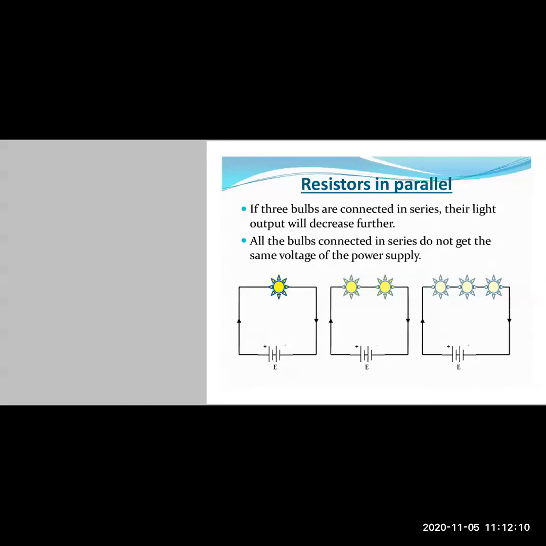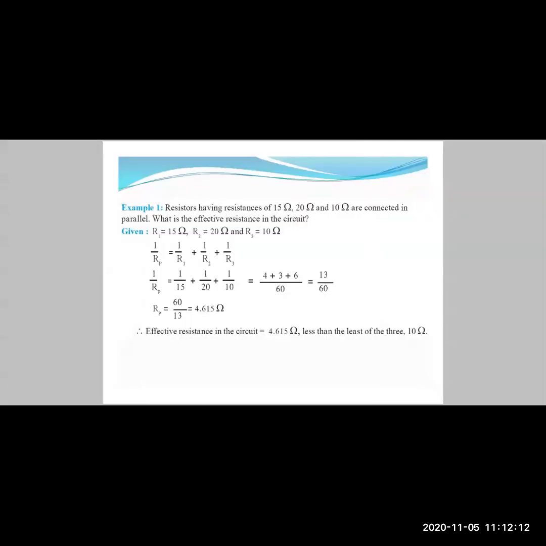Then let us observe this numerical, which will help you to understand how the effective resistance in a circuit decreases in a parallel combination. Now let us see that we have resistors having resistances 15 ohms, 20 ohms, and 10 ohms, which are connected in parallel. So we have those three resistors, which are R1 having 15 ohm resistance, R2 having 20 ohms resistance, and R3 having 10 ohms resistance, and they are connected in parallel.